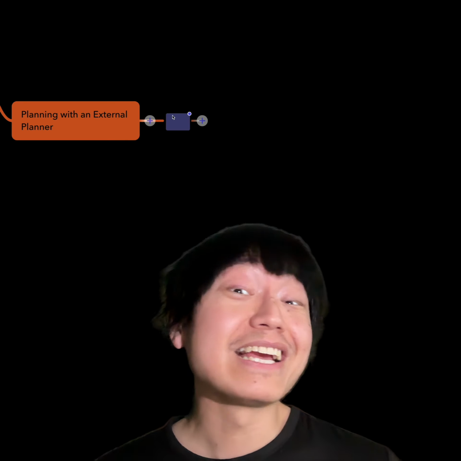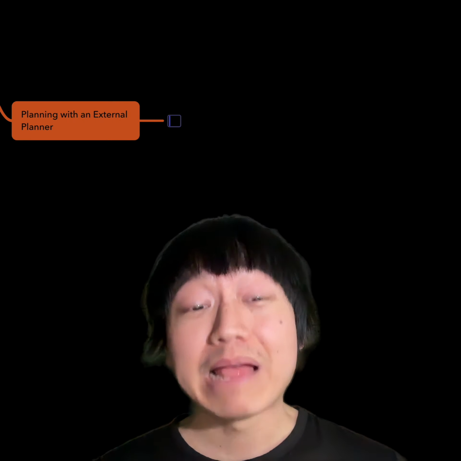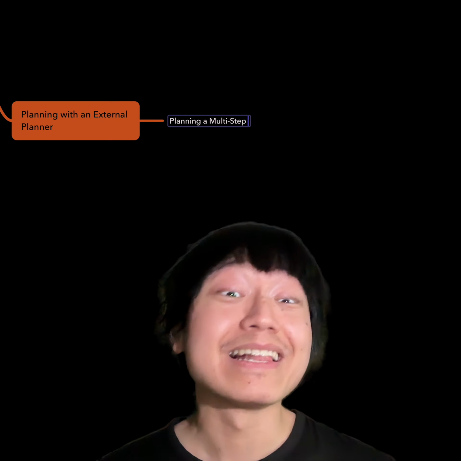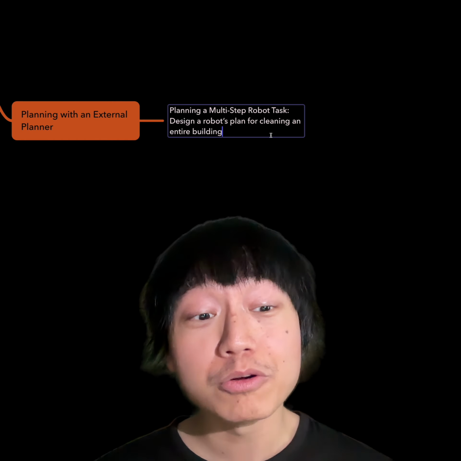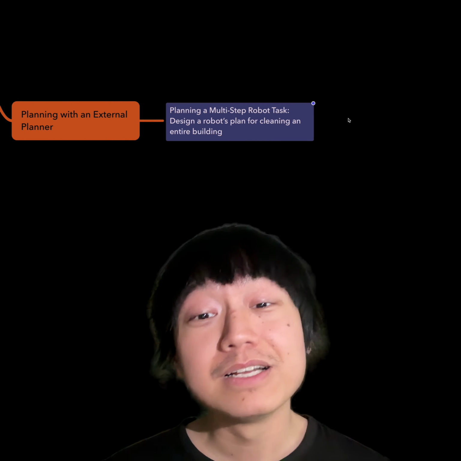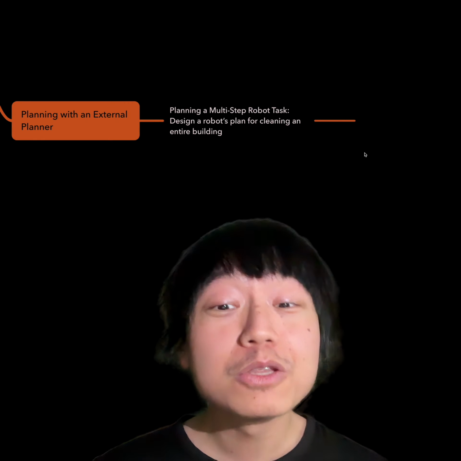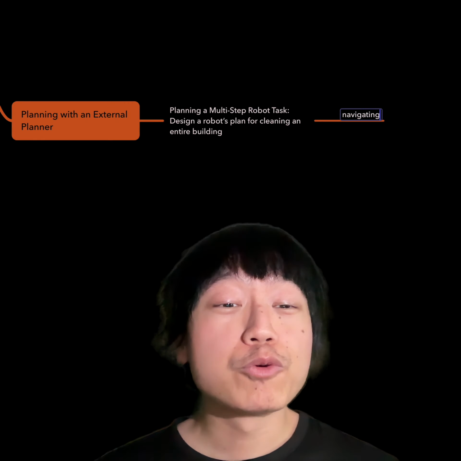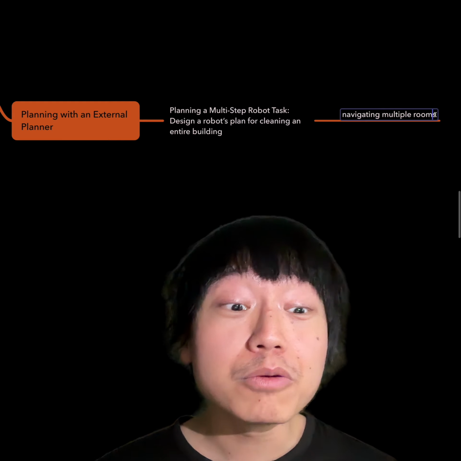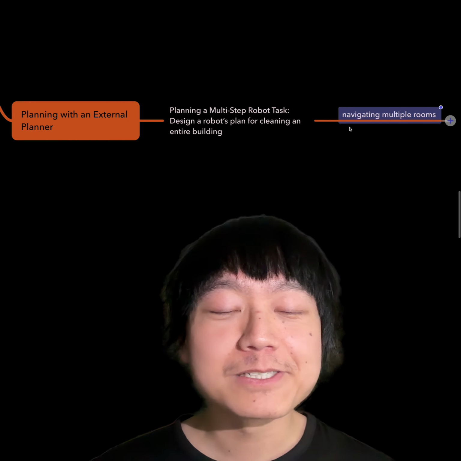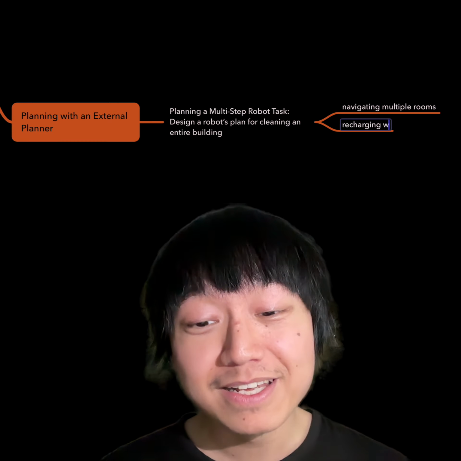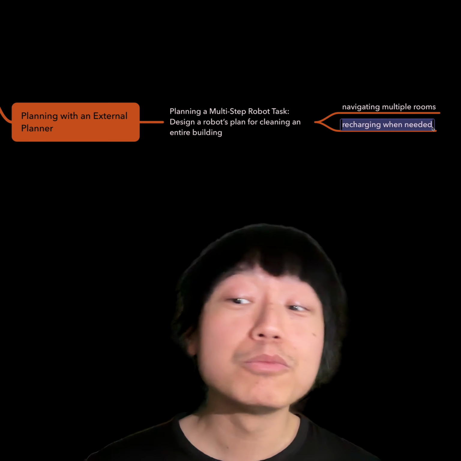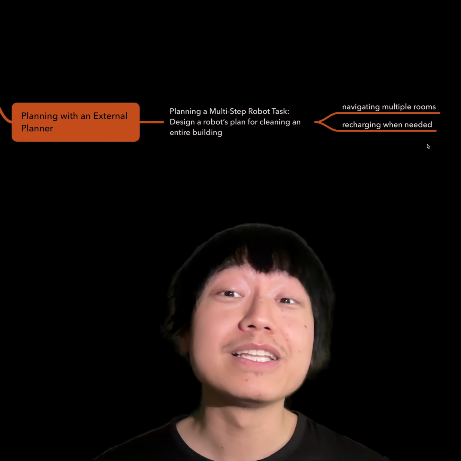In the fourth approach, let's talk about planning with an external planner, which is LLM+P. It combines an LLM with an external planner, often using planning domain definition language, PDDL, for tasks that require detailed long-term planning. For example, if we want to plan a multi-step robot task, let's consider designing a robot that plans for cleaning an entire building, including navigating multiple rooms and recharging when needed.